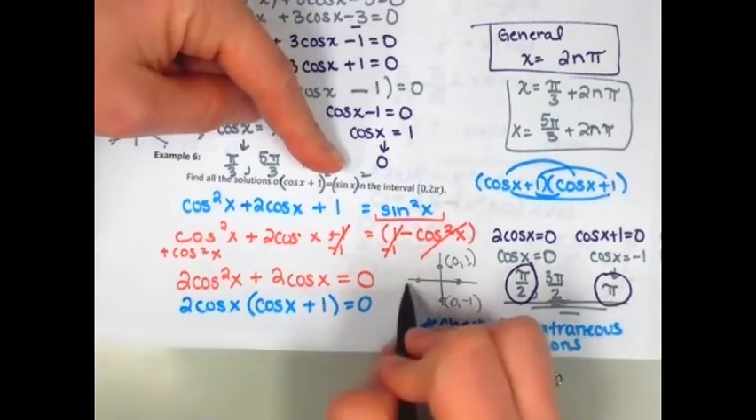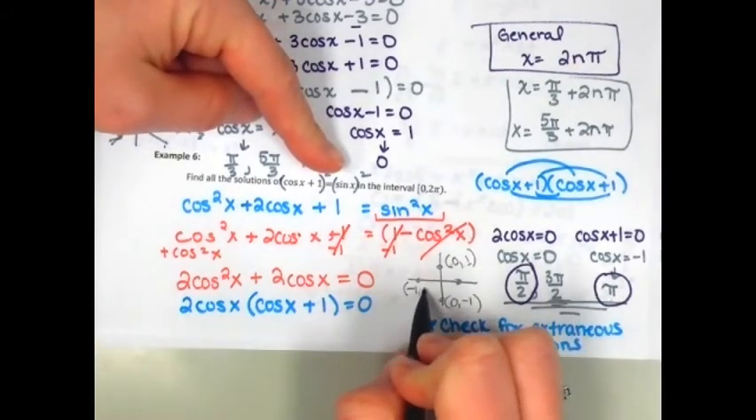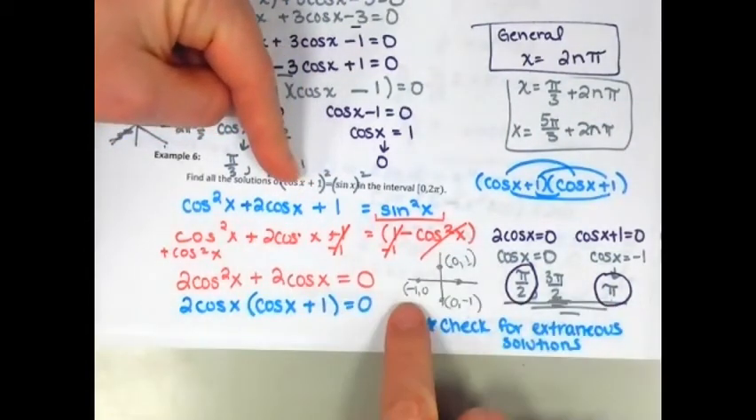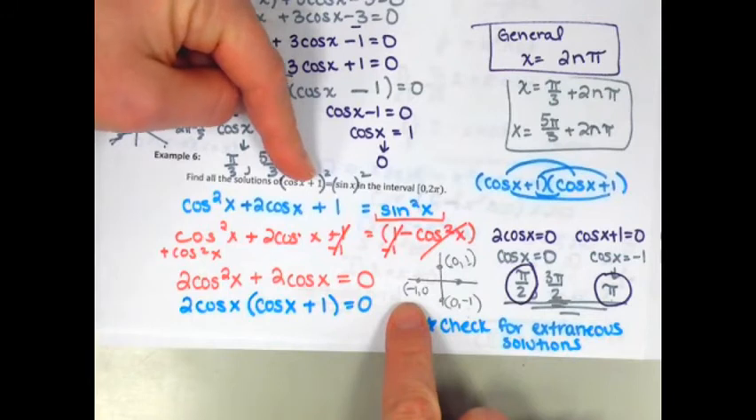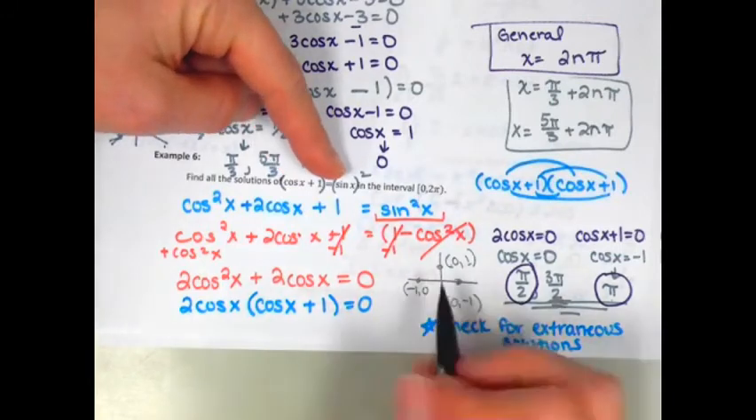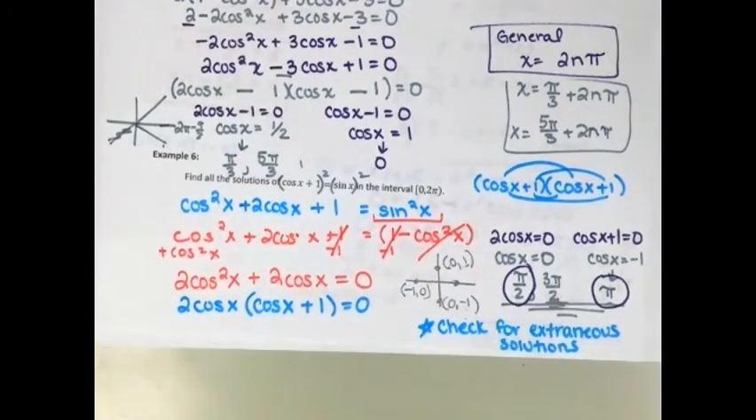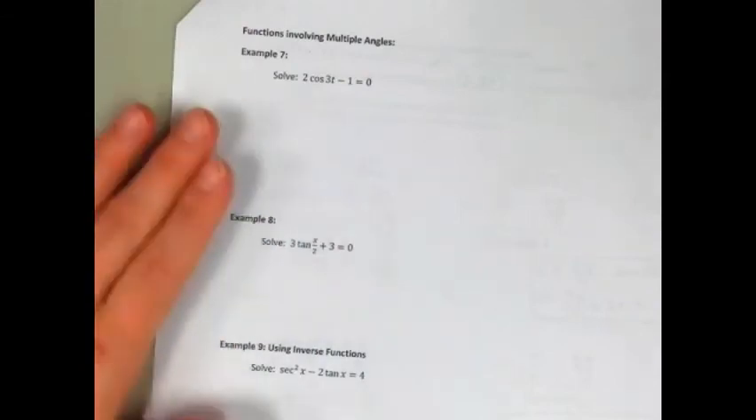At pi, my coordinate is (negative 1, 0). So the cosine of pi is negative 1. Negative 1 plus 1 is 0, and the sine of pi is 0. So we know that one also works. That's why these two work, but 3 pi over 2 did not work. So anytime you square it, you need to make sure you check for those extraneous solutions. That's what I keep saying. Memorization is really key in these. It helps a little bit.